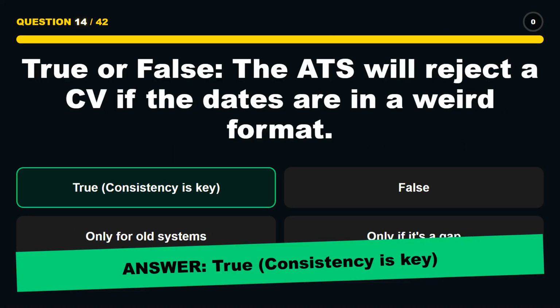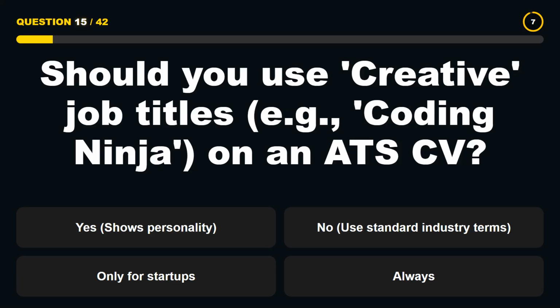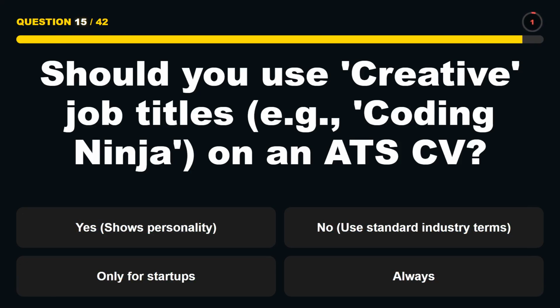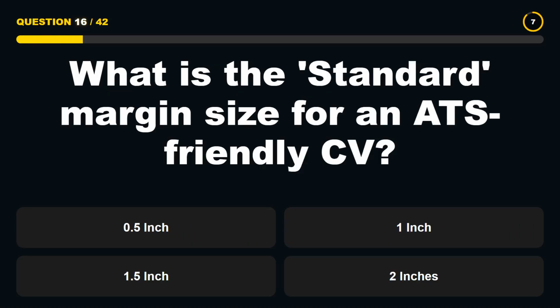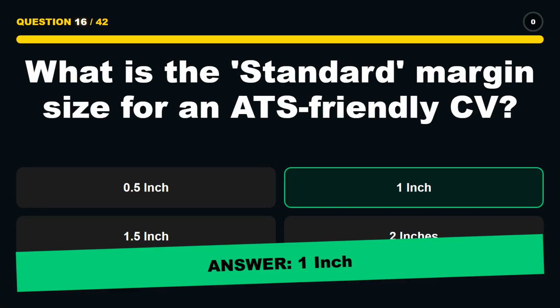True, consistency is key. Should you use creative job titles, e.g., Coding Ninja, on an ATS CV? No, use standard industry terms. What is the standard margin size for an ATS-friendly CV? 1 inch.